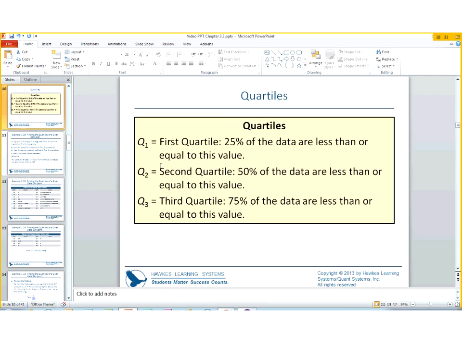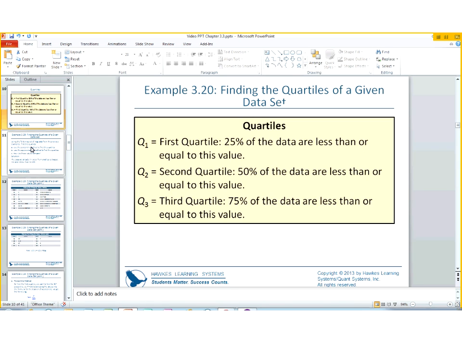Q1 is the first quartile, and that means 25% or less of your data is there. Second quartile is 50% or less of your data. The second quartile is also called the median. So if you break your data into 2 equal parts, the median has 50% below it and 50% above it. Q3 is the third quartile, and that's 75% of the data or less.